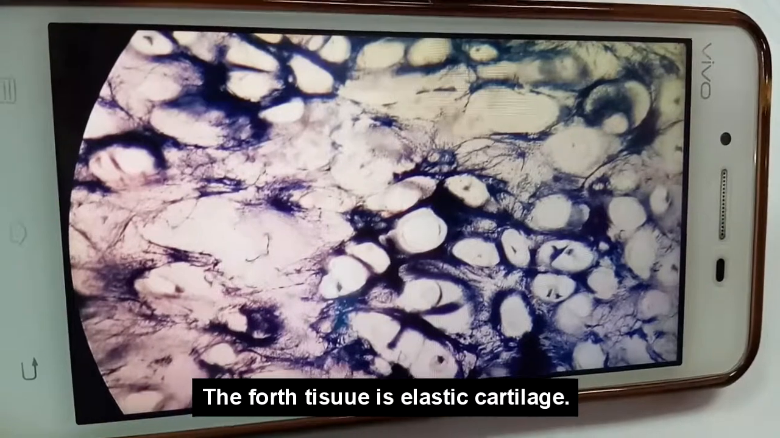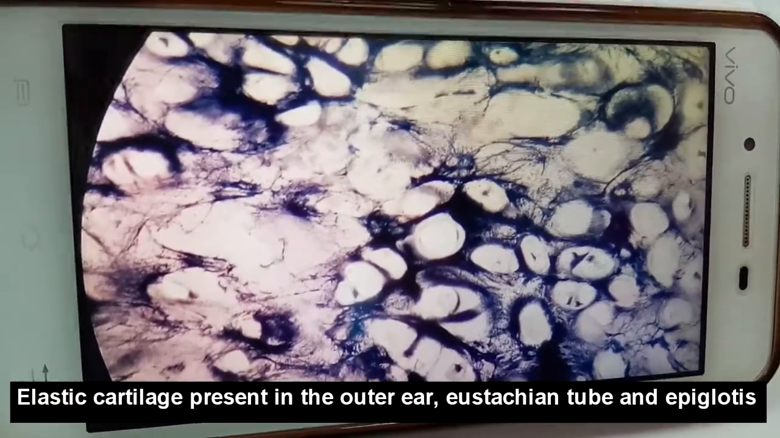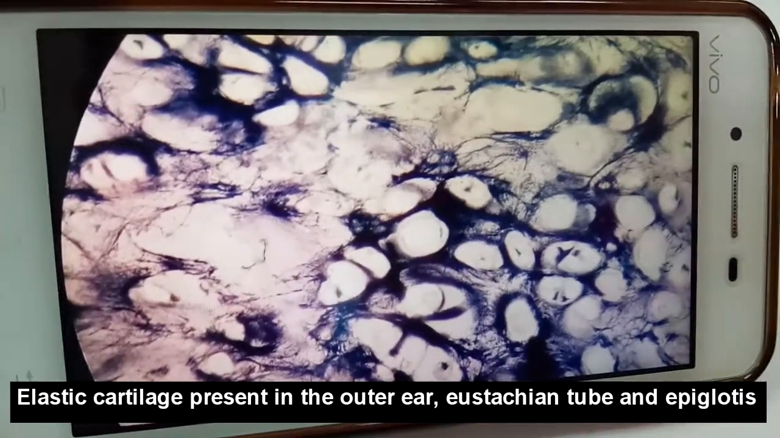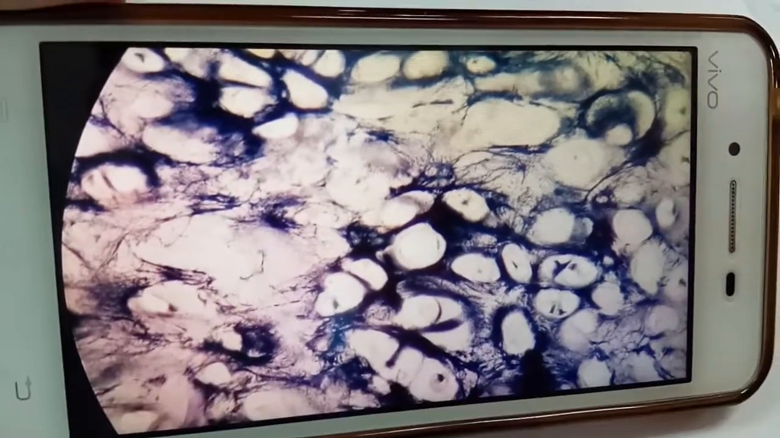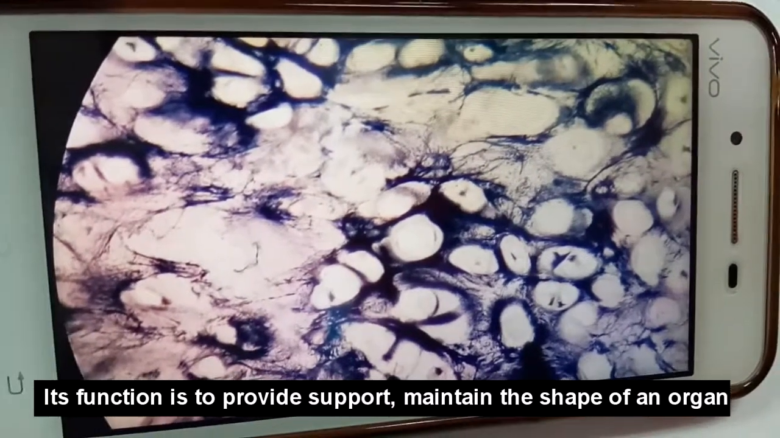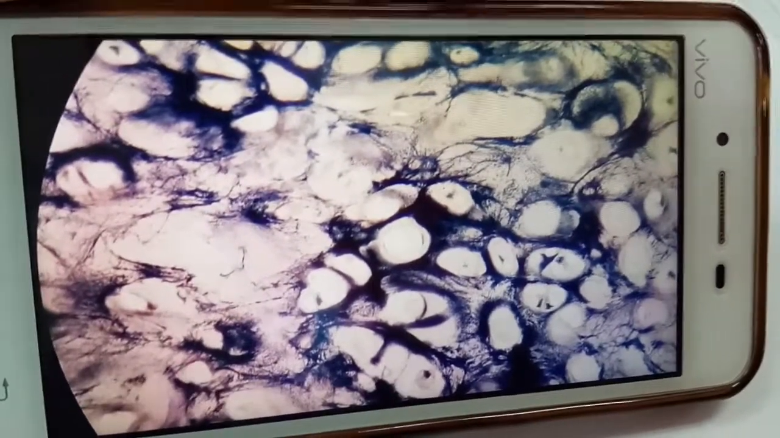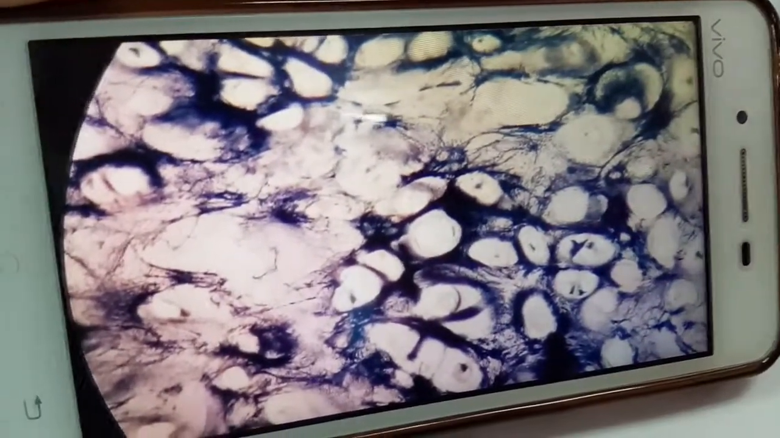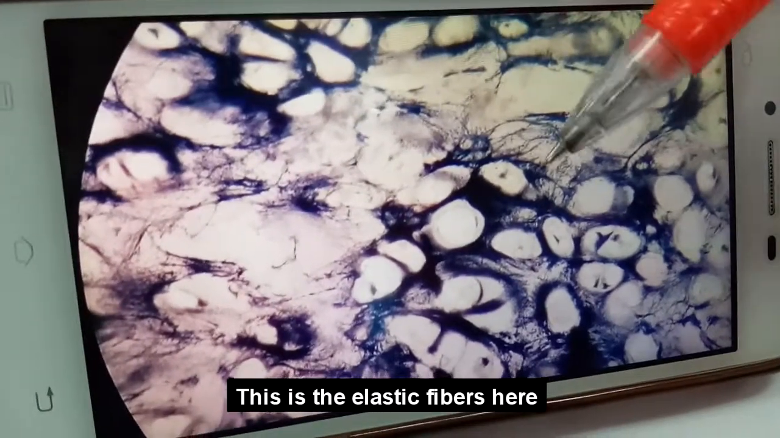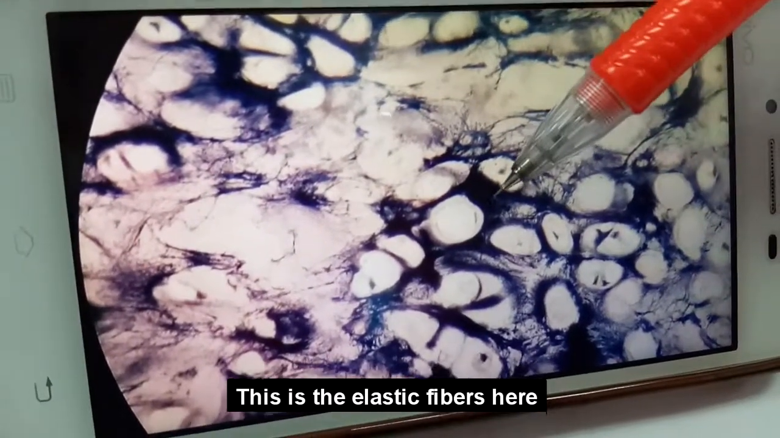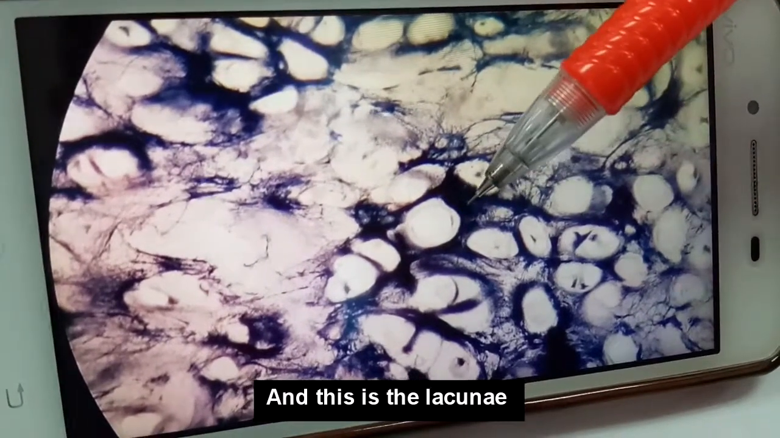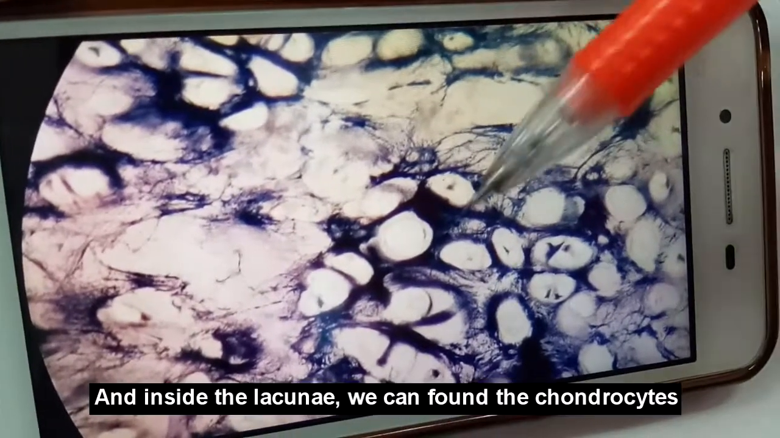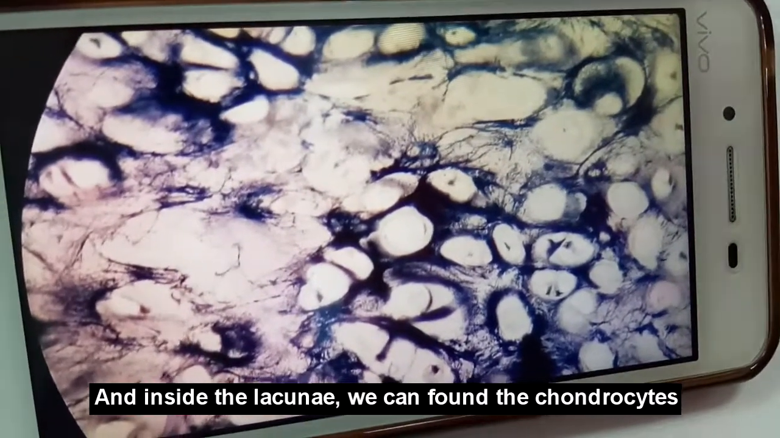Okay, the fourth tissue is the elastic cartilage. The elastic cartilage is present in the outer ear, eustachian tube, and also in the epiglottis. Its function is to provide support and maintain the shape of an organ. So as you can see here, this is the picture after we observe it under the microscope. These are the elastic fibers here, and this is the lacuna, and inside the lacuna we can find the chondrocyte.